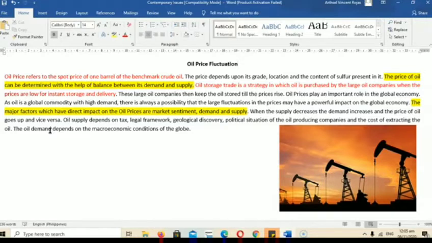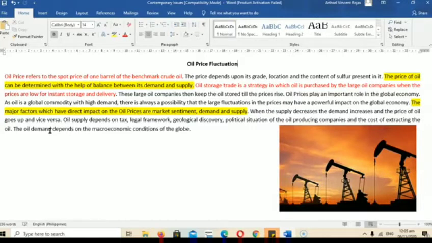Now, in identifying the expected prices of oil, they would be determined by its demand and supply. Later, I will discuss why. So oil storage trade is a strategy in which oil is purchased by the large oil companies when the prices are low for instant storage and delivery.